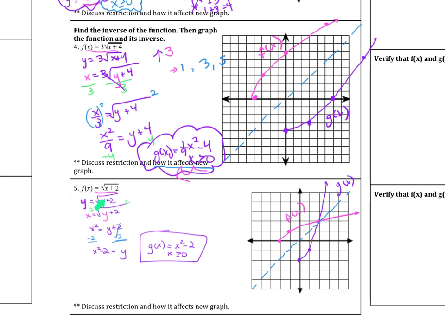Then number 5 is a really nice one. So you find the inverse, you get g of x equals x squared minus 2. And we only want that right side, which is x is greater than or equal to 0. So graphing this, we know this is just left 2. And then we just do our normal pattern, up 1, right 1, up 1, right 3. And then for this one, our parabola, we only want the right side. We shift down 2, right 1, up 1, right 1, up 3. And there's our graph.